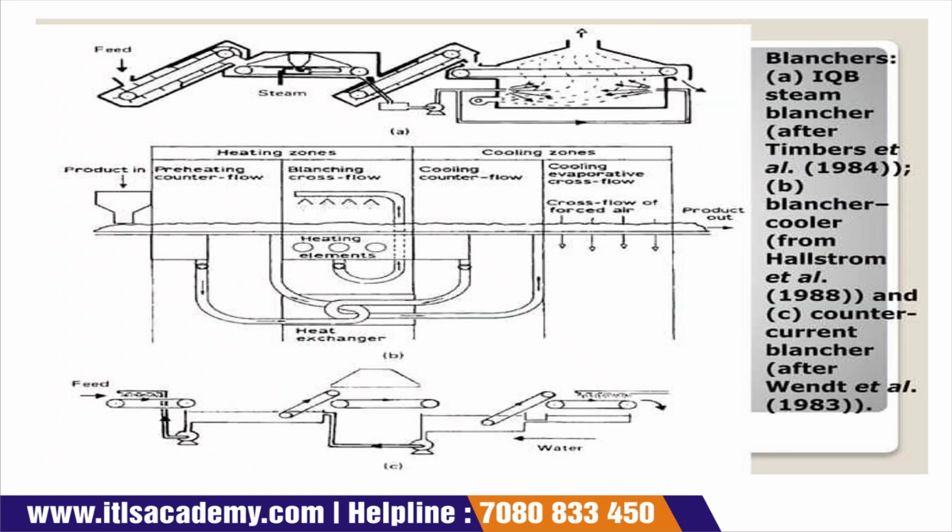So this is a blancher. The first diagram represents the IQB steam blancher. Then B is a blancher cooler from Halstrom, and C is a counter current blancher.